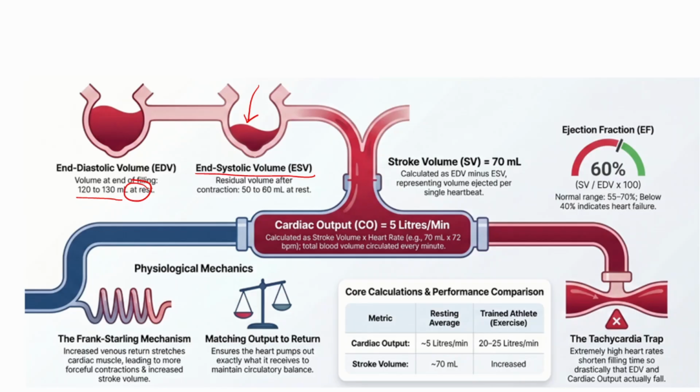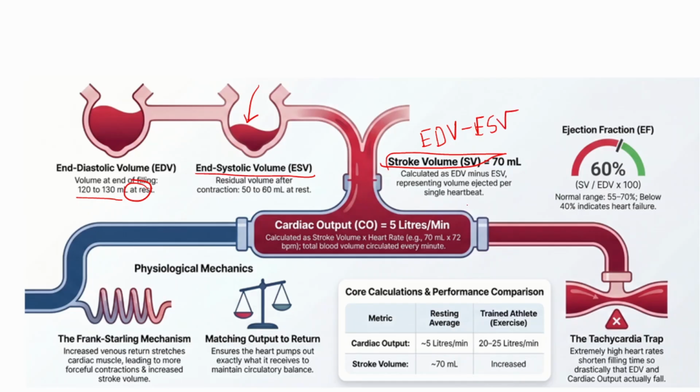By analyzing these two boundaries, we derive the actual mechanical displacement of the pump. The difference between the volume we started with and the residual volume left behind dictates the exact amount of blood successfully propelled out into the circulation per single stroke. We define this fundamental performance metric as the stroke volume. So stroke volume is end diastolic volume minus end systolic volume.